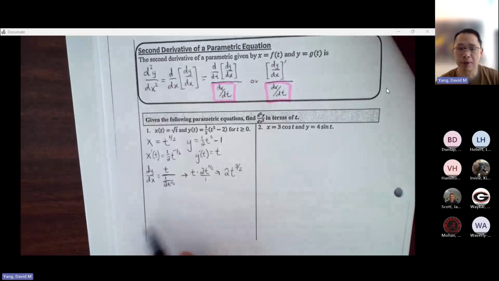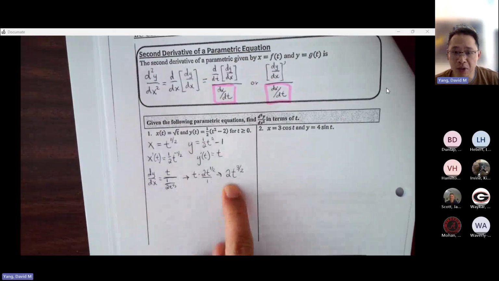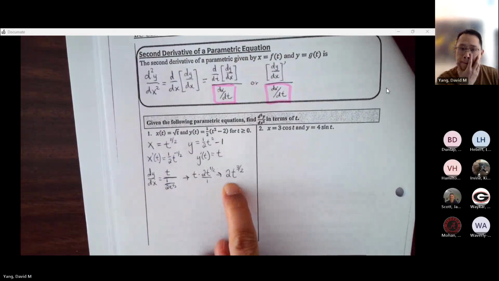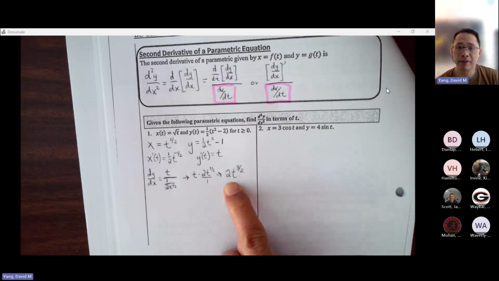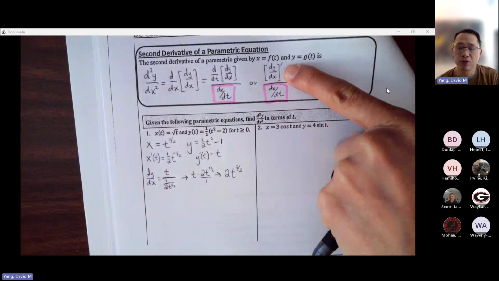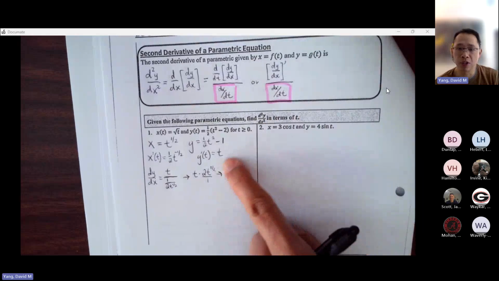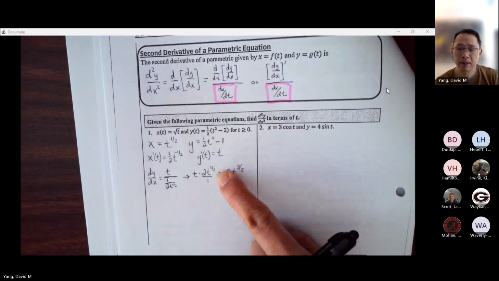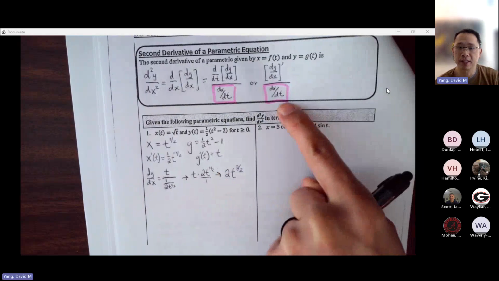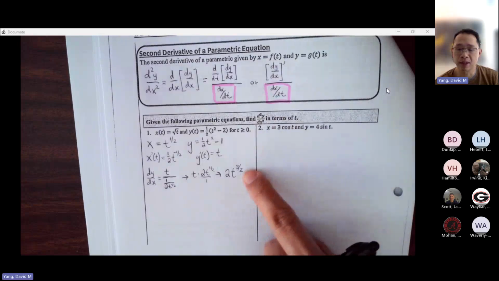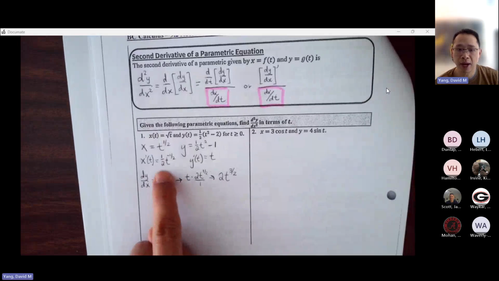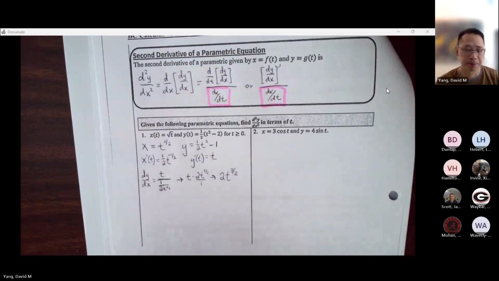So this is my halfway point, right? This is my dy/dx. Think of this as your y prime, y prime with respect to x. So now, if I want to find the second derivative, I basically am going to find the derivative of this part divided by dx/dt. So I've got to take the derivative of this divided by my x prime.